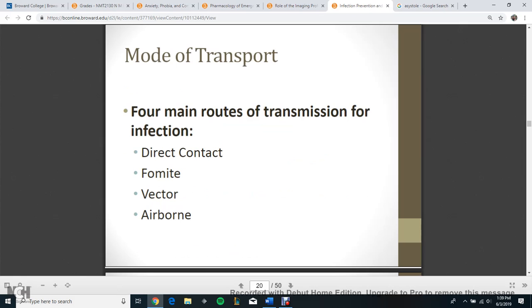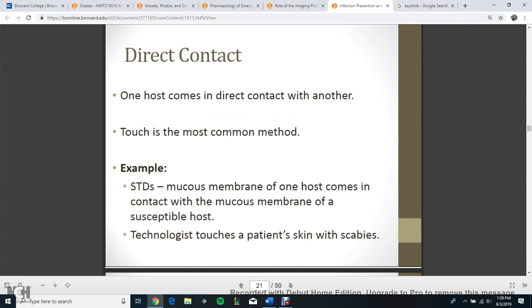Mode of transport. There are 4 main routes of transmission for infection: direct contact, fomites, vectors, and airborne. Direct contact is when one host comes in direct contact with another. Touch is the most common method. An example would be STDs.